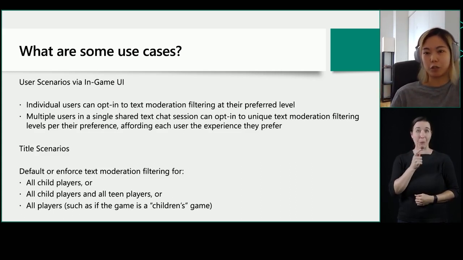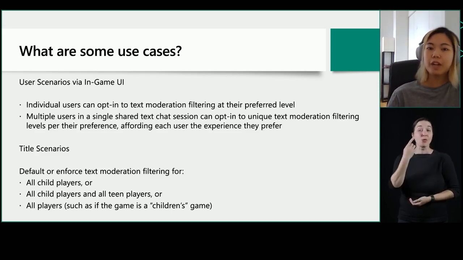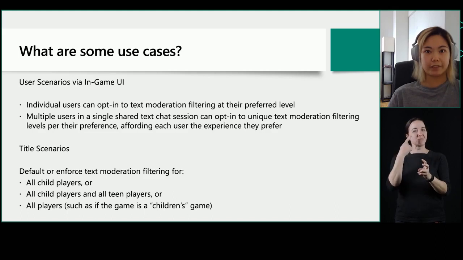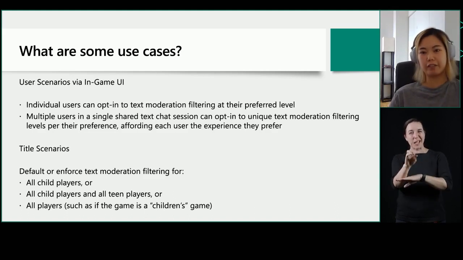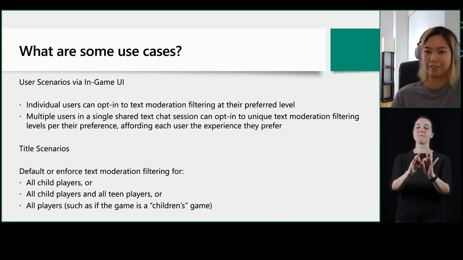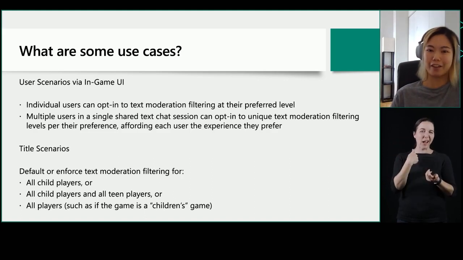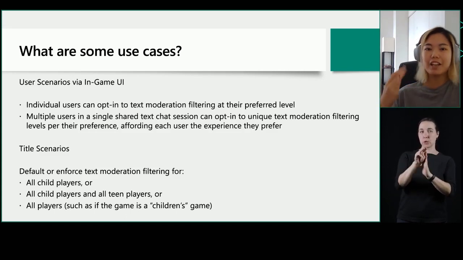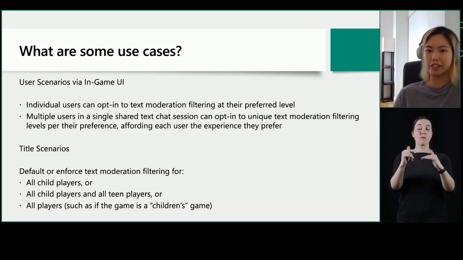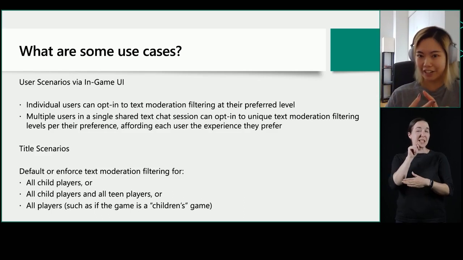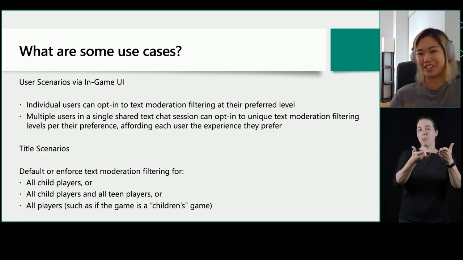So I think that's a super cool, flexible thing that the users can do. For the title scenario, this is when, say, you're developing a title that's kids friendly, you probably want to put the default or enforce text moderation for all players to be family friendly. We have, like I said, 3 different tiers: family friendly, medium, and mature. So on the title level, you can default or enforce text moderation filtering for all child players and teen players. It's probably medium, and all players in general.